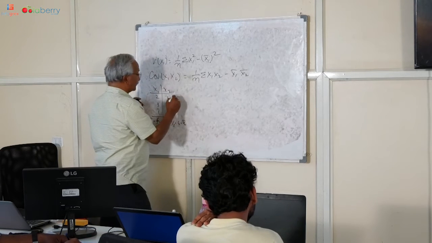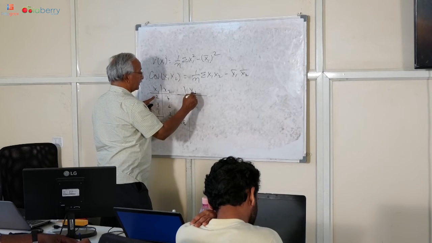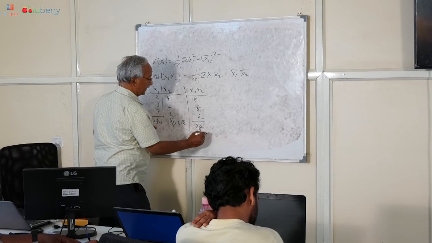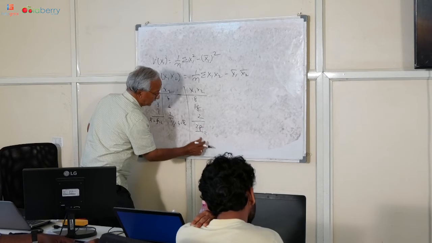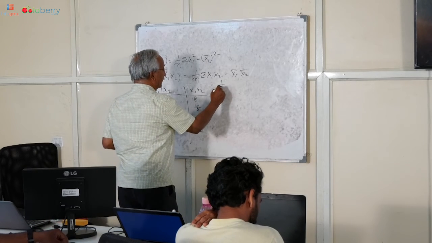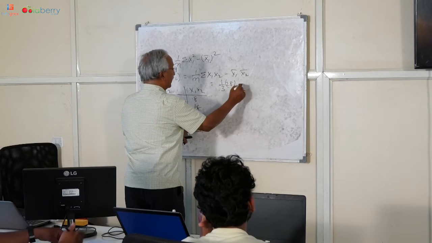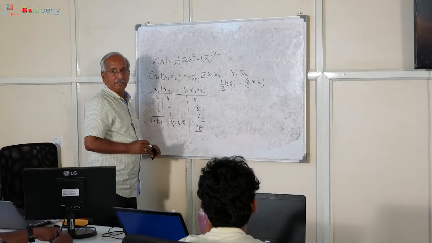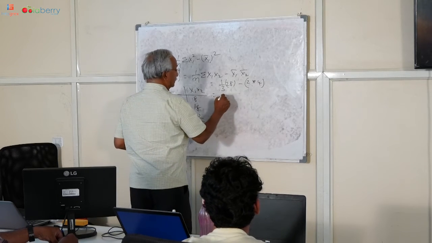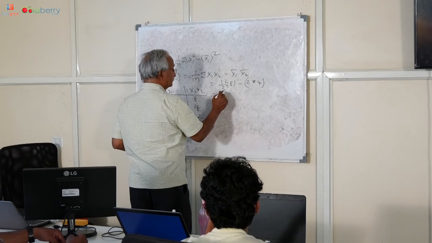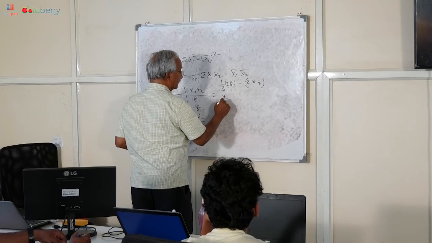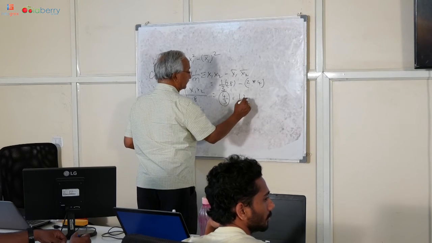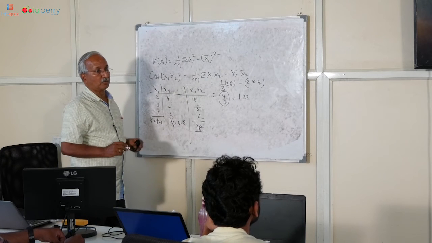So what do I want? x1 times x2: 8, 18, 2, which sums to 28. So 28 by 3, and then minus 2 into 4. That is 1 by 3 of 28 minus 2 into 4. This is how you calculate, and this is my covariance.